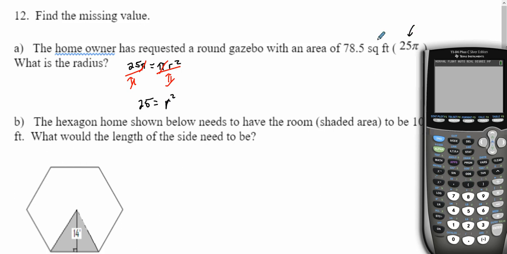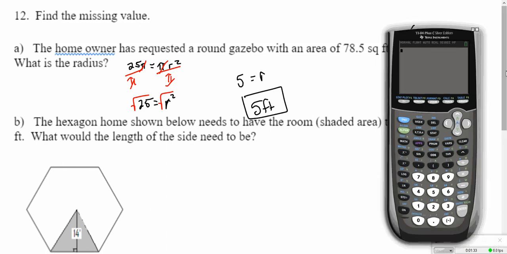If I would have done the 78.5 square feet, it wouldn't have come out evenly if I was using the pi amount. Okay. Now, since 25 equals r squared, to get rid of a squared, you have to do the square root. That's the opposite of squaring. So do the square root of both sides. The square root of 25 is 5. So r equals 5. And so this is in feet, so it'd be 5 feet is the radius.